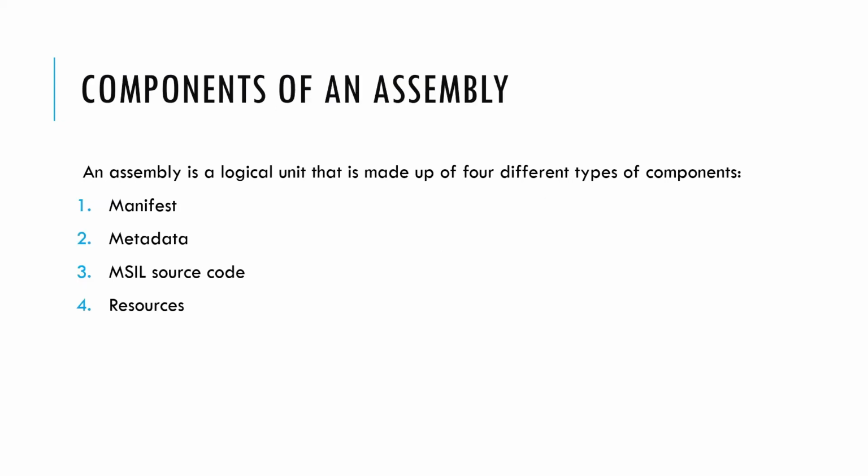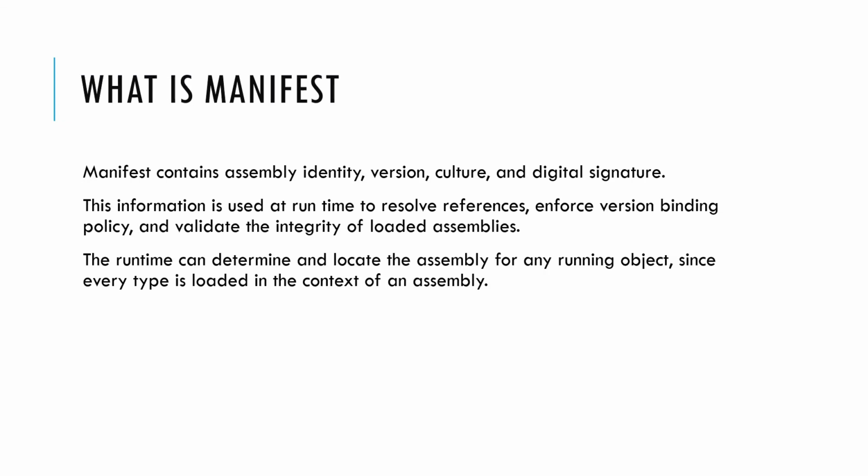So what are the components in an assembly? An assembly is a logical unit that is made of four different types of components: manifest, metadata, MSIL source code, and resources. So what is a manifest?